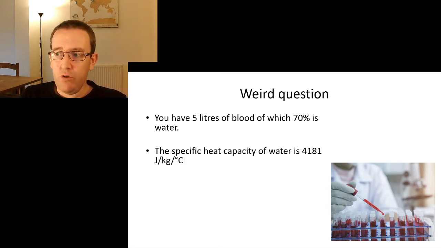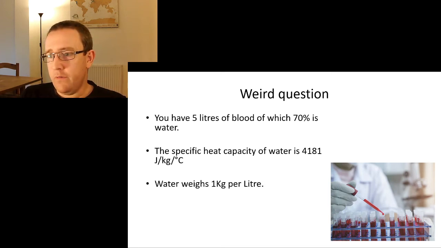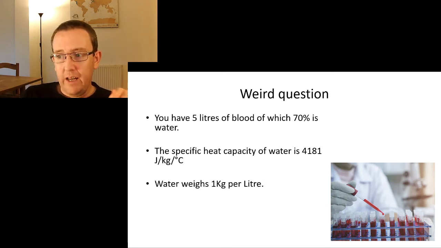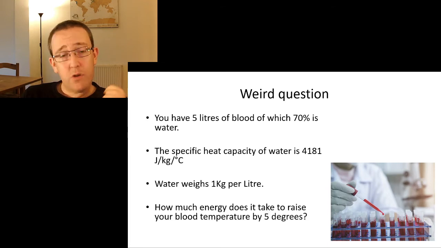Specific heat capacity of water, which remember is 4,181 joules per kilogram per degree C. You might have seen that as 4.2 kilojoules per kilogram or 4.2 joules per gram per degree C. That's the sort of unit we want to use for today. Water weighs 1 kilogram per litre. So the question is, how much energy does it take to raise one human's worth of blood temperature by 5 degrees?